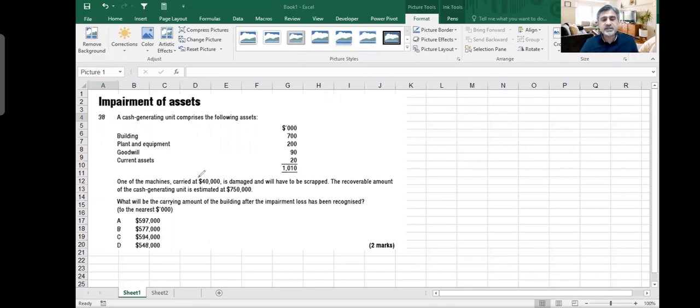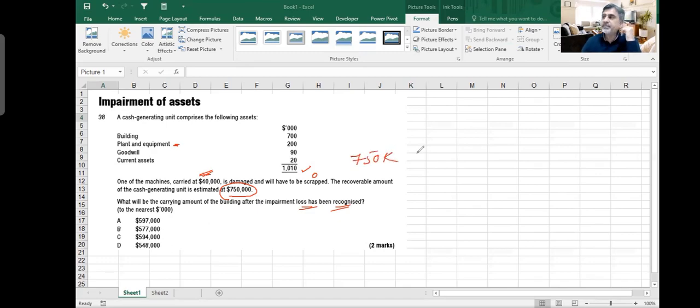So one of the machines carried at 40,000. Carried at 40,000 means the book value is 40,000, which means purchase price minus accumulated depreciation, the carrying value. It is damaged and will have to be scrapped, which means it becomes zero. The recoverable amount of the cash generating unit is estimated at 750,000. What will be the carrying amount of the building after the impairment loss has been recognized? Now, we know that in our books, it is 1,010,000. One of the machines you have to write off, which is 40,000. And the total value which you can recover is 750K.